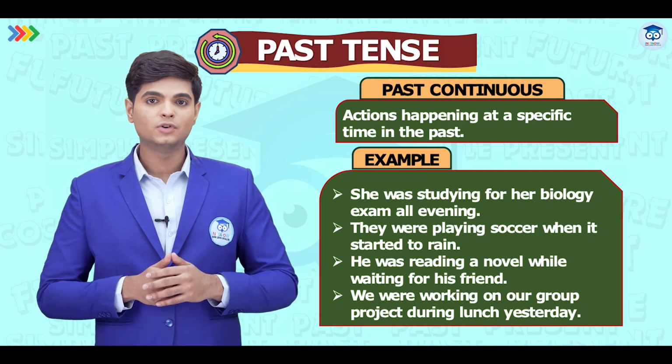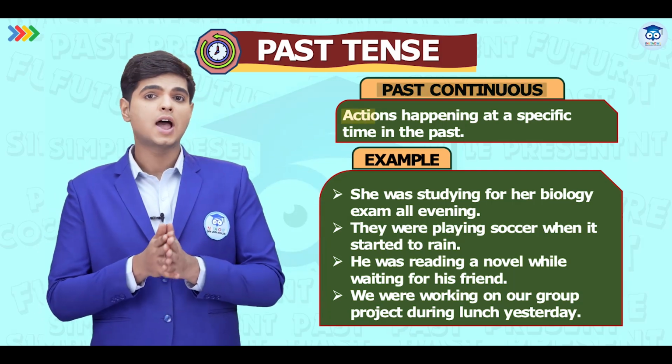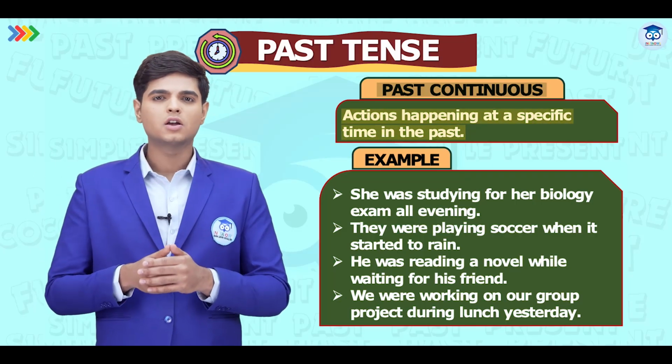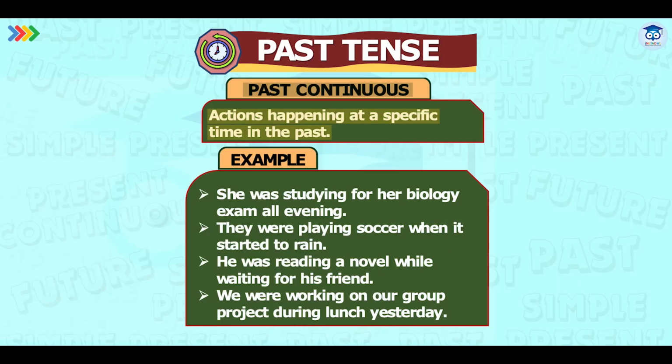Now, let's move to past continuous, a tense used for actions happening at a specific time in the past. This shows us what someone was doing at a particular time. For example, she was studying for her biology exam all evening. The action continued for a few hours. They were playing soccer when it started to rain, so the rain interrupted an ongoing action.